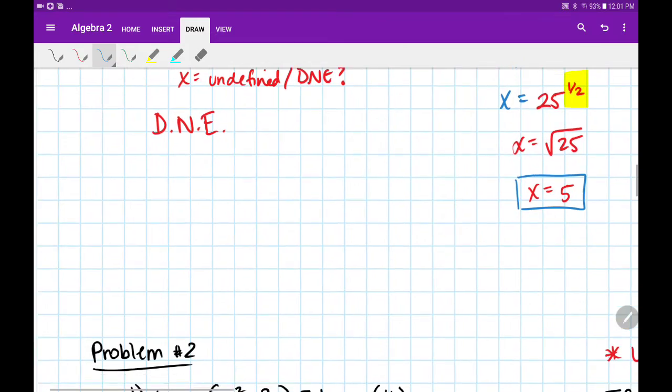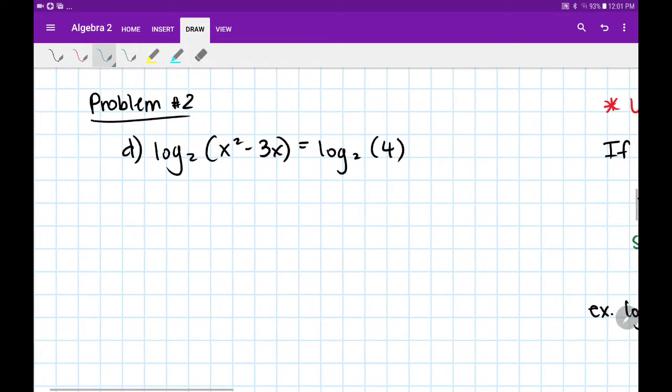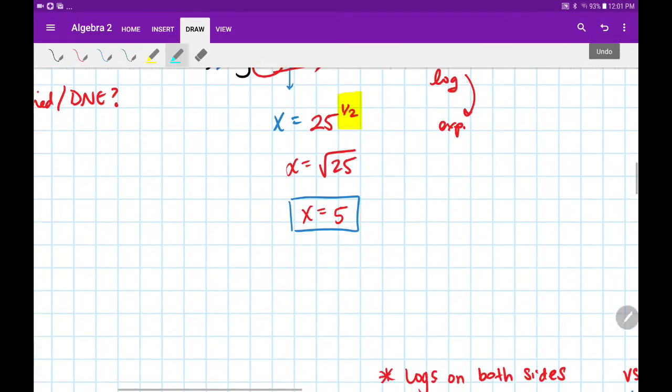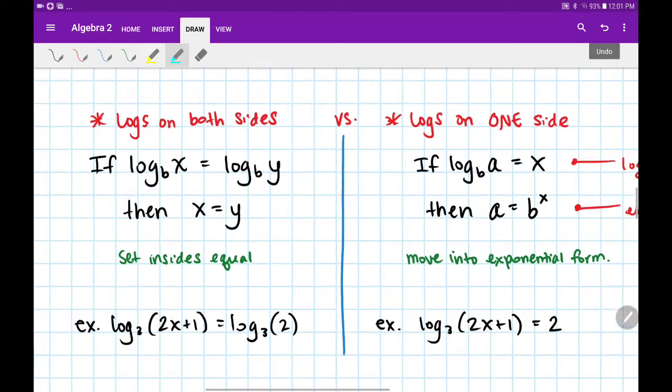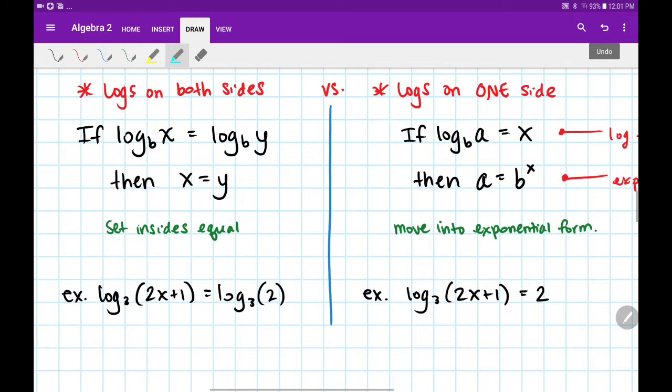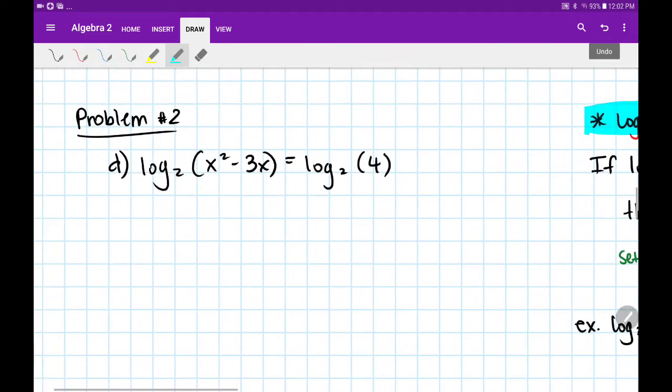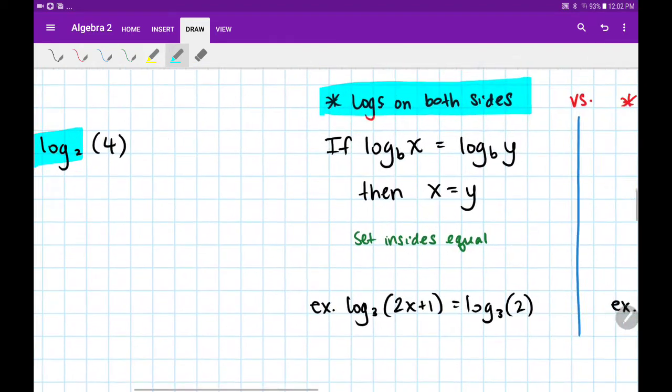All right, let's go to problem number 2. Problem number 2 looks a little different from the last ones we did, and here's the big difference. Notice that we have logs on both sides of our equal sign. So let's do some quick notes on how to deal with these new types of problems. If you have logs on both sides, which is what we're dealing with right now in problem 2D, we have logs on both sides.